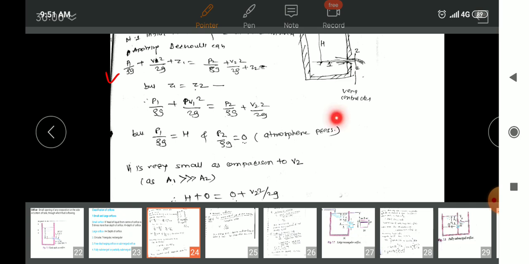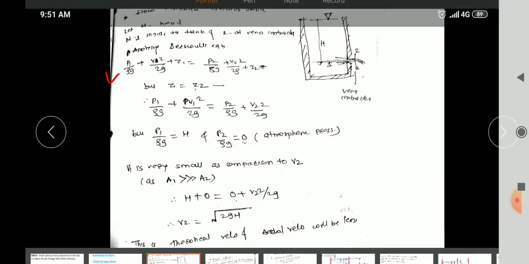Now we know P1 by rho g is the static head. This is the head available, and P2 by rho g is 0 because the jet discharges into the atmosphere. So here whatever the pressure is, it is equivalent to the atmosphere. This pressure gauge is measured above the atmosphere. So at the outlet the head available is atmospheric. We are measuring the gauge pressure here. So P1 by rho g will have the head H, and if discharge is into the atmosphere, then gauge pressure is 0. So this P2 by rho g is 0.